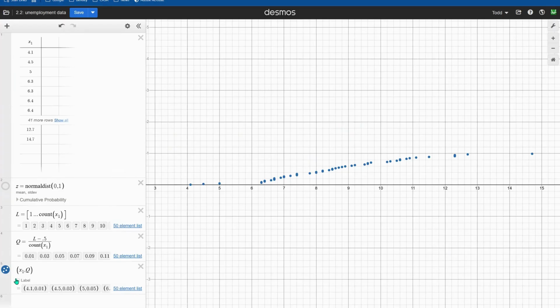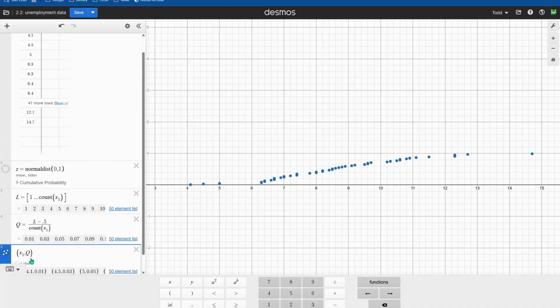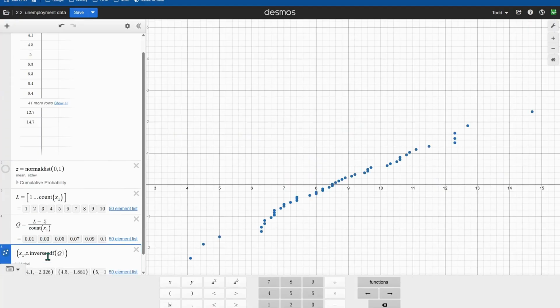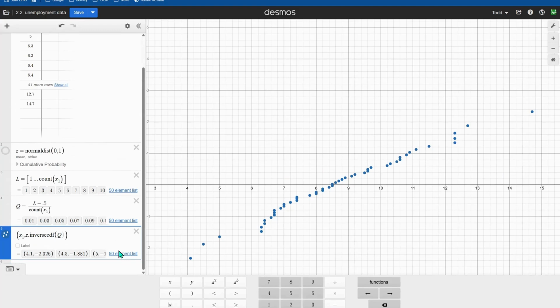Oh, I'm sorry, I made a mistake. This was not supposed to be just Q. This was supposed to be Z dot inverse CDF of Q. There we go. That's what it's supposed to look like. All right. And we can see that those dots do mostly line up in a line.